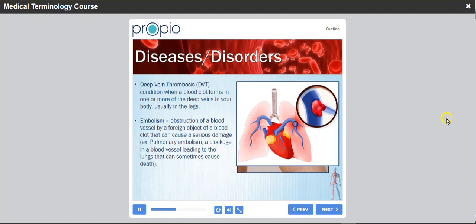Embolism. It is an obstruction of a blood vessel by a foreign object or blood clot that can cause serious damage. For example, pulmonary embolism, a blockage in a blood vessel leading to the lungs that can sometimes cause death.